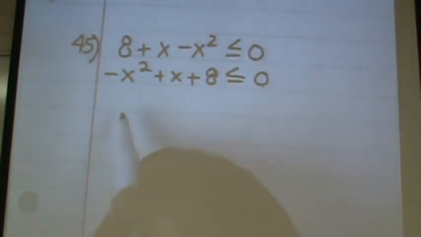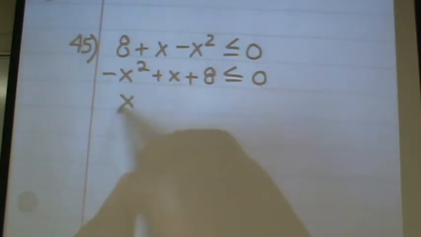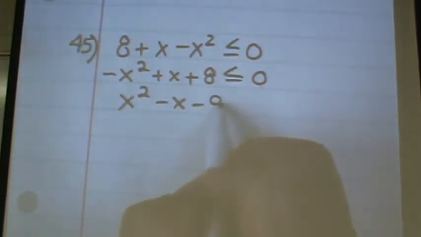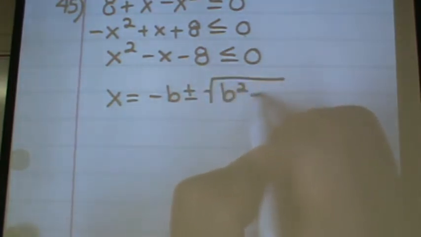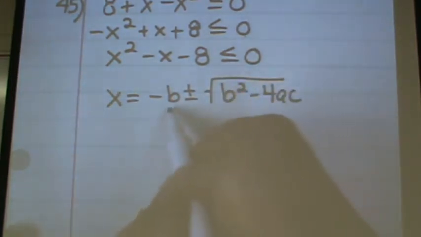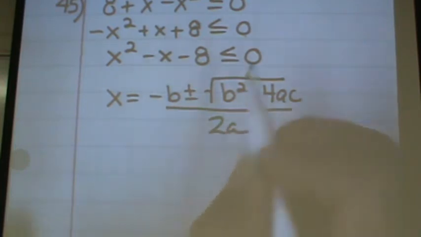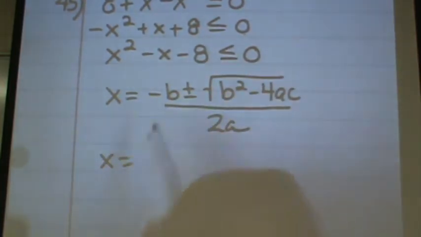I'd like to get rid of this negative. Let's divide everything by negative 1. Okay, now I can't factor this, so I have to use the quadratic formula. So it's negative b plus or minus the square root of b squared minus 4ac all over 2a. We need to find the zeros since we can't factor it.